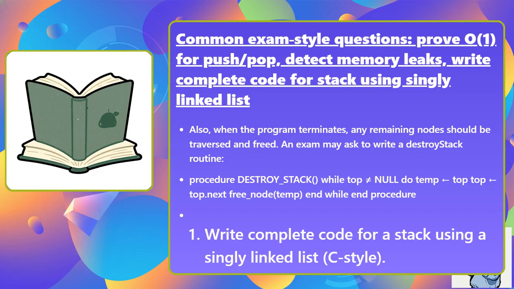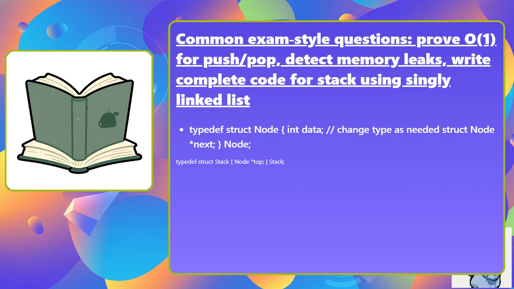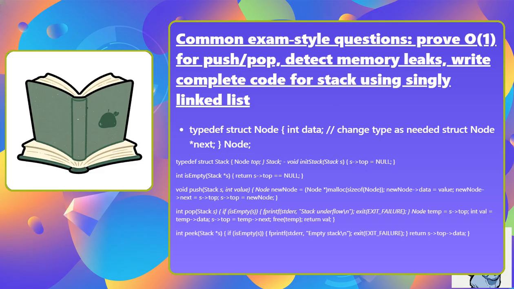3. Write complete code for a stack using a singly linked list, in C style. Define struct node with an integer data field and a pointer to the next node. Define struct stack with a pointer named top that points to a node. Function init stack sets the top pointer of the stack to null. Function is empty returns true if the top pointer is null. Function push allocates a new node, stores the given value in its data field, points its next field to the current top, and then updates the stack's top to the new node.